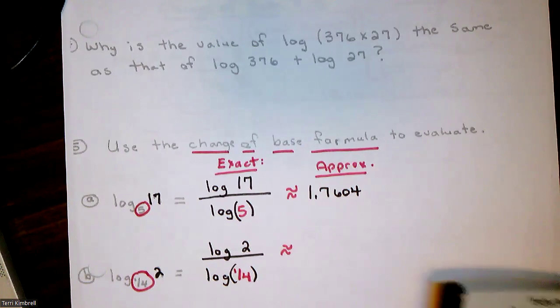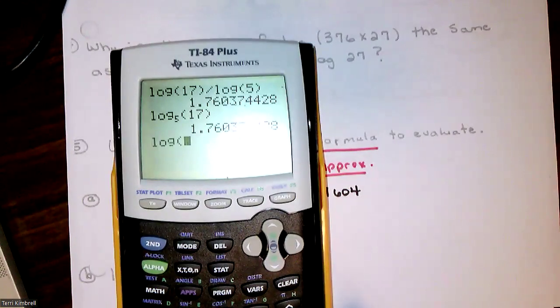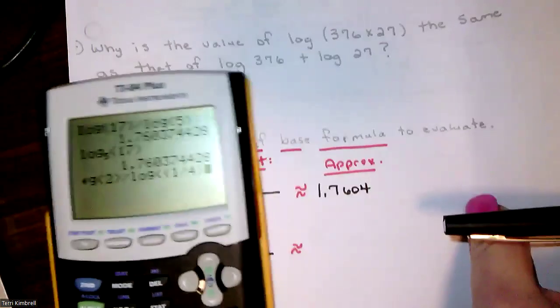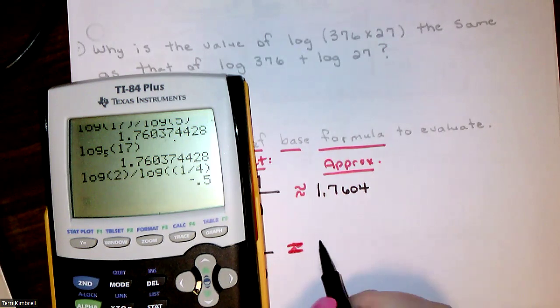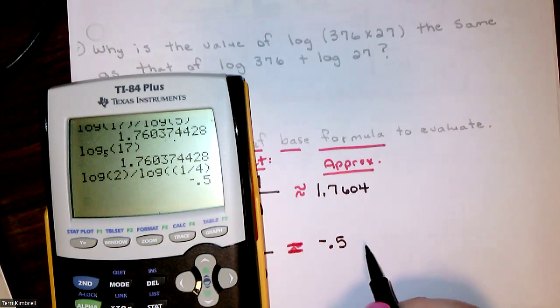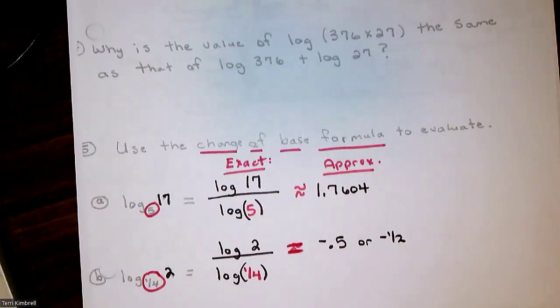So log base 1/4 of 2. So I'm going to type in log 2 divided by log of 1/4. So that would come out to, that's actually an equal number, so we're not approximating. So I'm going to change that to equal because it actually is equivalent to that number. So that number would be -0.5 or -1/2. Because remember, you could do math, enter. Just pay attention to what it's asking you to put, okay?